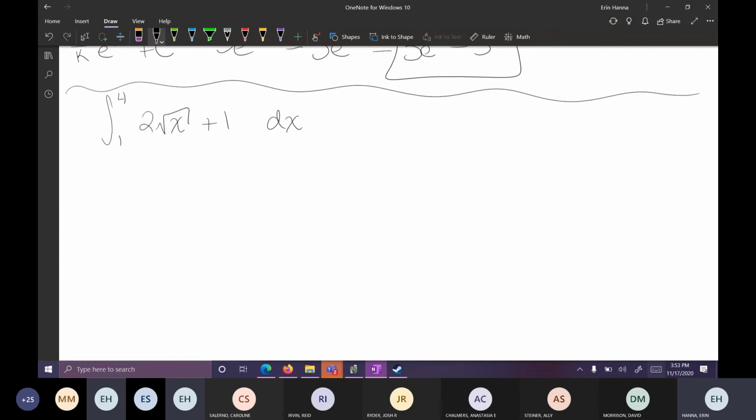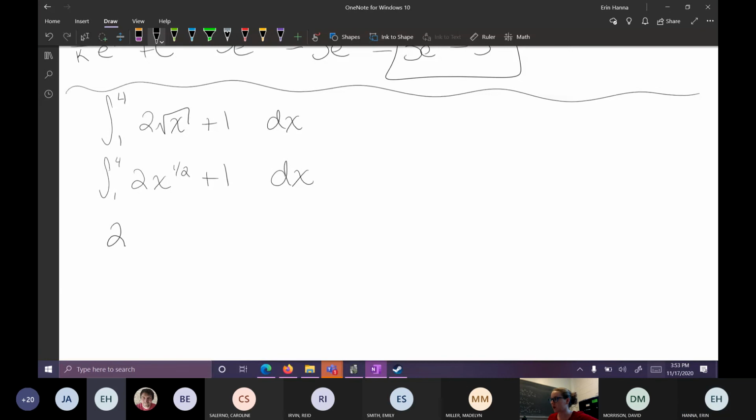First thing we'd want to do is rewrite this as x to the 1/2. Also, if you don't have questions, you can feel free to leave if you want, because we're done with the new content for the day. And now that we have it rewritten as x to the 1/2, we can use the anti-power rule. So that 2 in the front comes along for the ride.